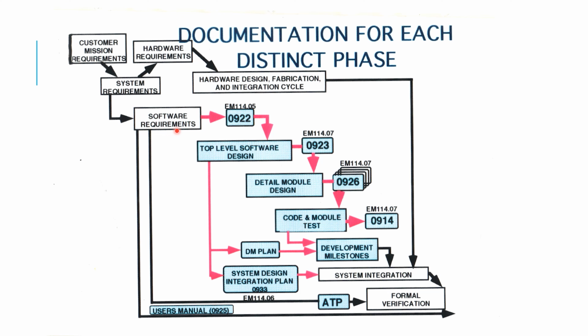First of all, the software requirements have documentation associated with them. Each one of these numbers over here to the right-hand side of each one of these modules represents documentation. So a 922 was a document that had software requirements in it. Then the 923 was the document that described the top-level design. And then the 926s, and you notice there's a stack of them here, so there's lots of 926 documents. Those are the detailed module designs.